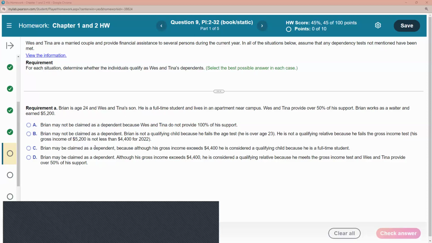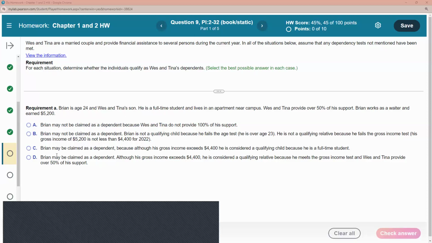So because of how much income he earned, Brian may not be claimed as a dependent. Brian is not a qualifying child because he fails the age test, correct? He's over 23. And he is not a qualifying relative because he fails the gross income test. His gross income of $5,200 is not less than $4,400 for 2022 and $4,700 for 2023. So this seems to be the correct answer.